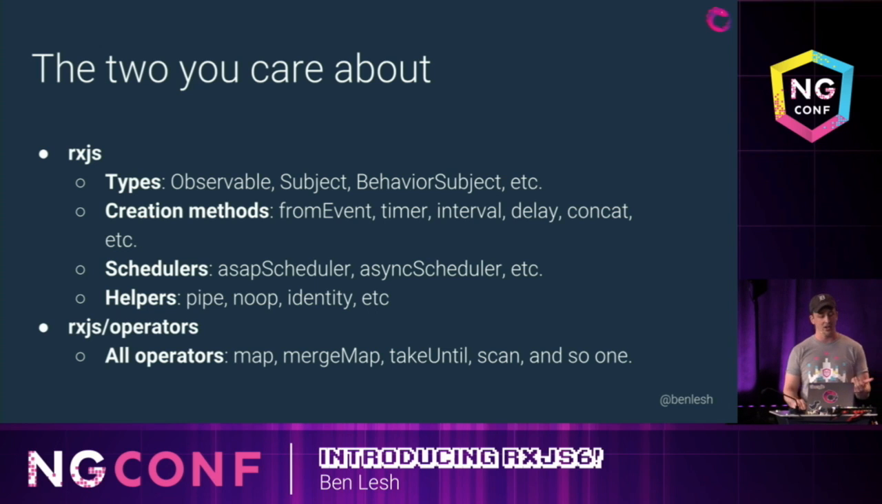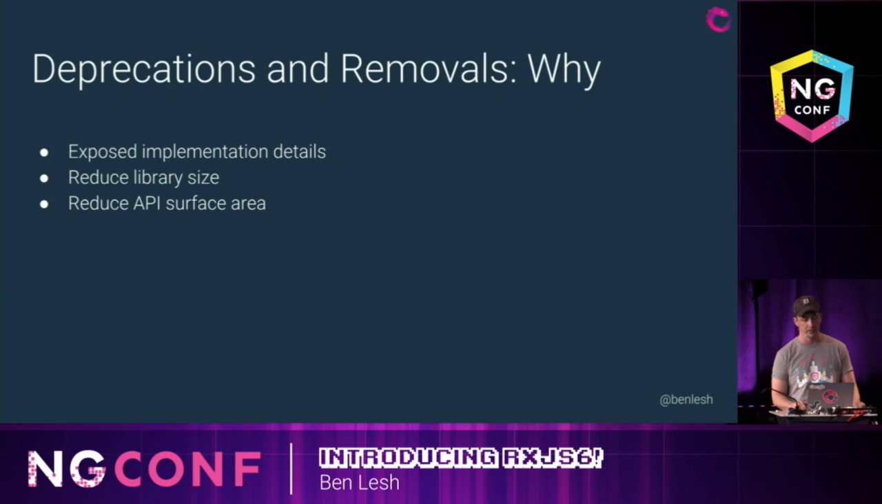So again, the two you care about, just to go over it: rxjs has all the types, all the creation methods, all of the schedulers, all of the helpers under it. Basically anything that's not an operator comes from this pretty much. And then all of the operators that you would pass to pipe come from rxjs/operators.